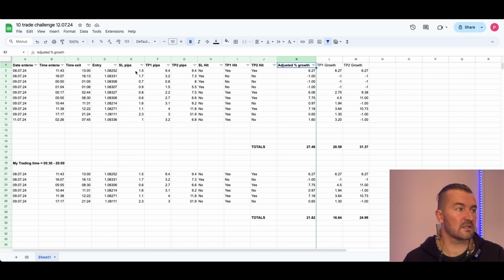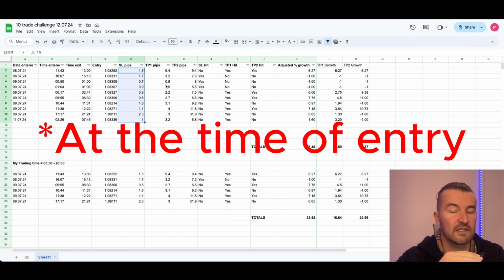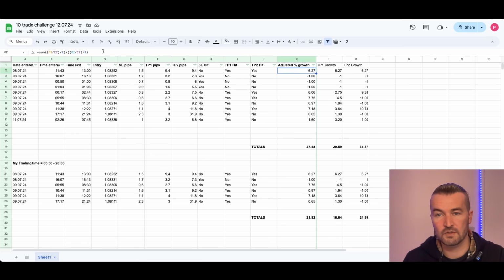Now, I'm just going to say something about the stop loss, okay? So I know a lot of people will say those stop losses are too tight. They are not. We are entering on market orders, okay? This stop loss would be too tight if you're entering on a pending order because your stop loss is visible. But for us, our stop loss is not visible because we're getting into the market first, then placing the stop loss. Okay, with that, the adjusted growth, this is the formula to use.